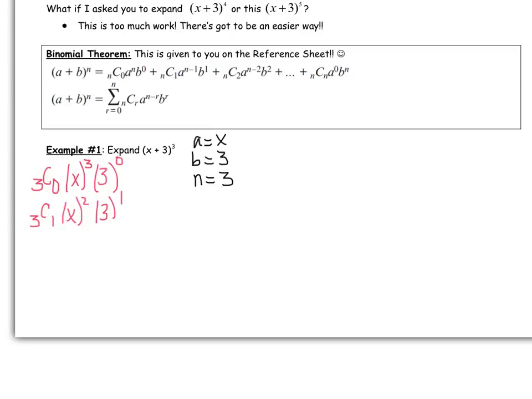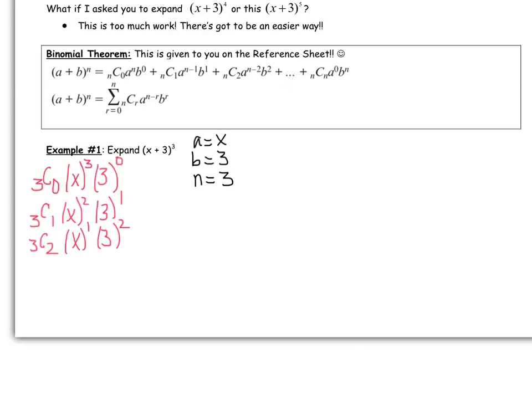Okay, now I'm going to focus on the third term, nC2. n is still 3, so 3C2. Then comes a to the n minus 2. If n is 3, 3 minus 2 is 1, so x to the first. Then what comes next is my b, and it's telling me to square it. So I'm going to do that: 3 squared for b.